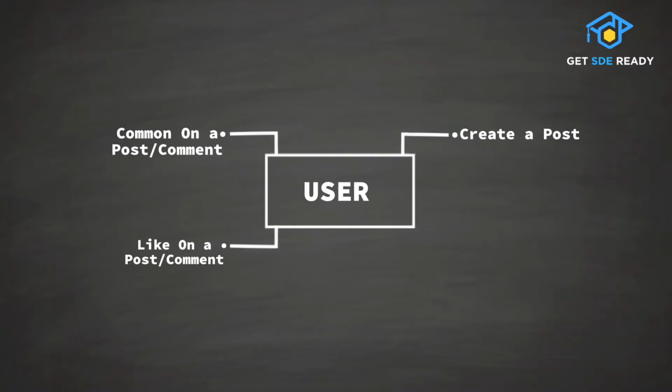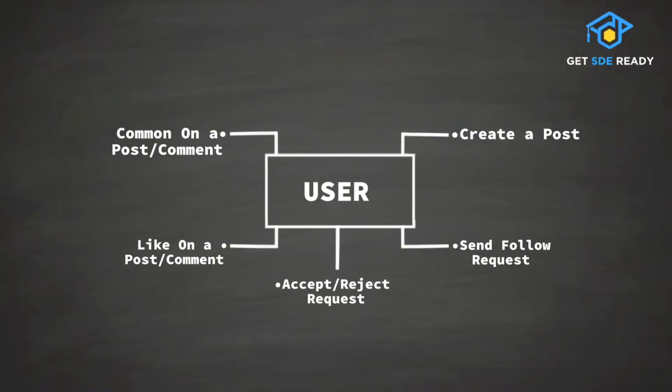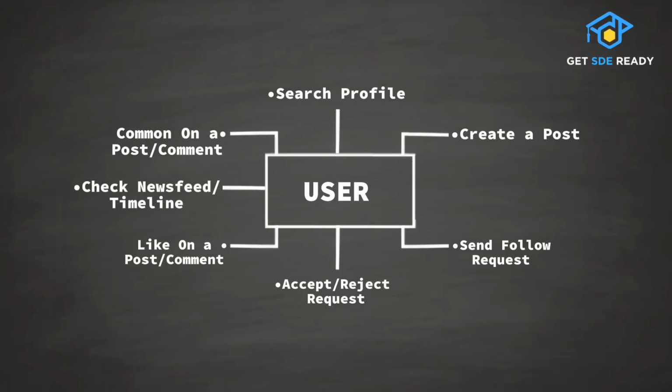What would be the fourth thing? A user can send any other user a follow request. Fifth, a user can accept and decline a follow request. The next thing would be a user can search for other users. A profile can search for other profiles. A profile always has a news feed, right? A user is able to see his news feed. We call it timeline also. Okay, what's next? A user is able to view all his posts.